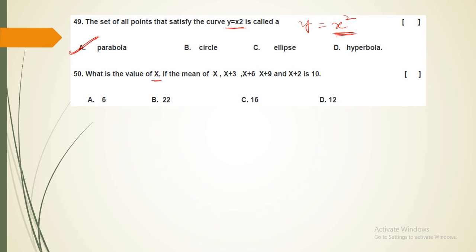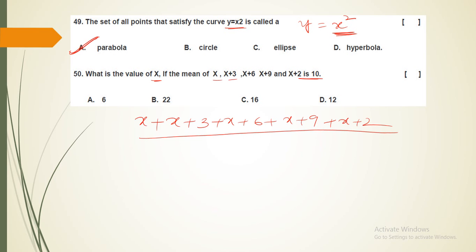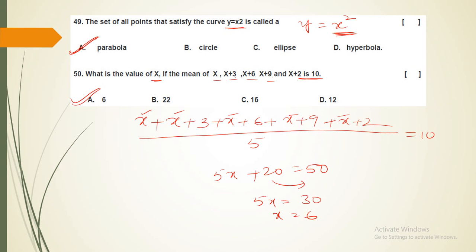Next, what is the value of x if the mean of this data is 10? Mean means sum of observations by number of observations, which is x plus 3 plus x plus 6 plus x plus 9 plus x plus 2 divided by, how many terms? 1 2 3 4 5. 5 is equal to what he has given, 10. If I cross multiply, it becomes 50 on the left hand side. So 5x plus, now 6 plus 3 is 9, 9 plus 9 is 18, 18 plus 2 is 20. Now when I transpose this, it becomes 30. So 5x is equal to 30, x is equal to 6. So the answer is 6.